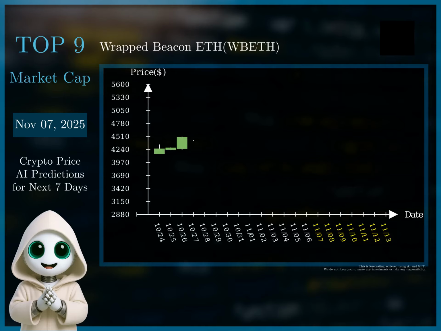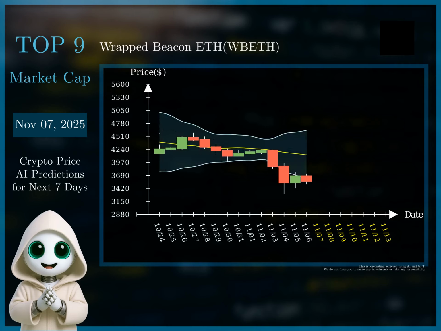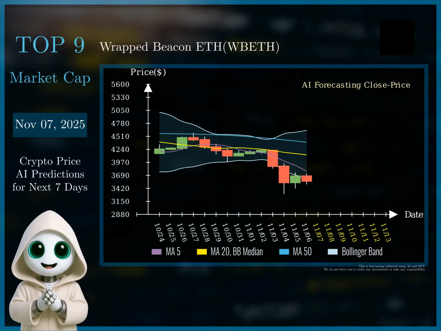Based on the historical data and forecast, Wrapped Beacon ETH has been in a downtrend, with a recent sharp decline and a forecast indicating continued downward pressure. The RSI consistently below 50, particularly dropping to 29.4 on November 6, suggests oversold conditions. However, the forecast for the next week predicts further declines, reaching 3170. The Bollinger Bands show a contraction, indicating increasing volatility.